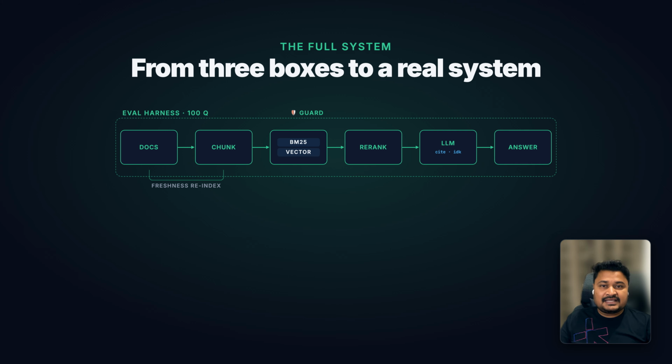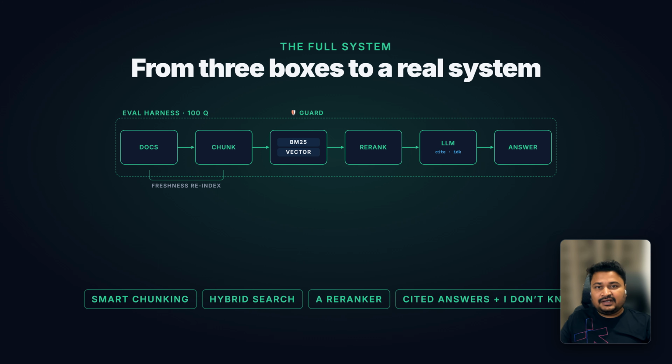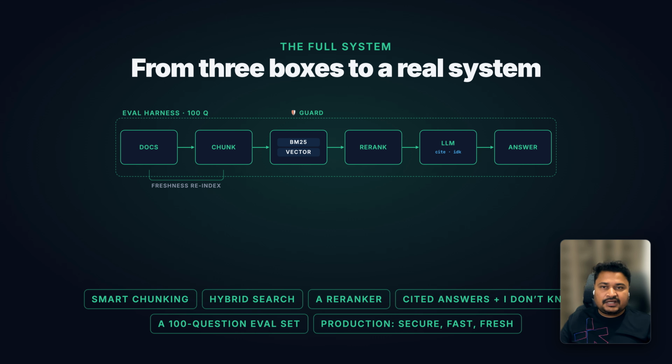So step back and look at what we built. It started as 3 boxes, document, search, answer, and it grew into a real system: smart chunking at the door, hybrid search that sees both meaning and exact words, a re-ranker that picks the true winners, a model that cites its sources and admits when it doesn't know, a test set that tells you the truth every time you change something, and the production layer that keeps it safe, fast, and current.